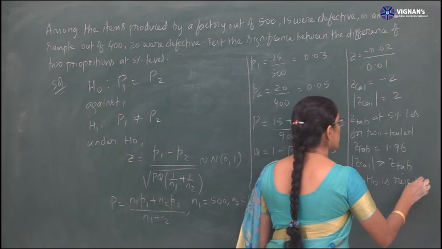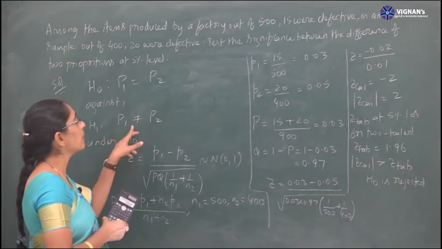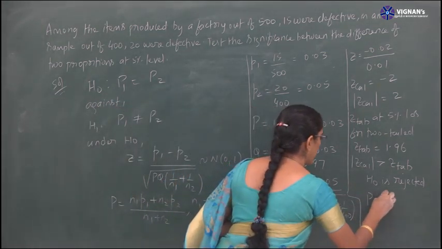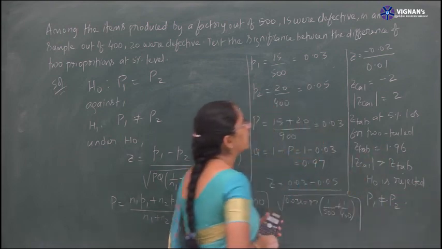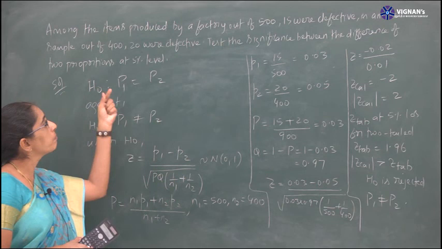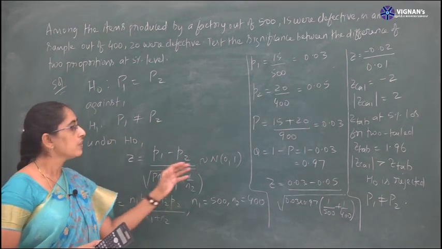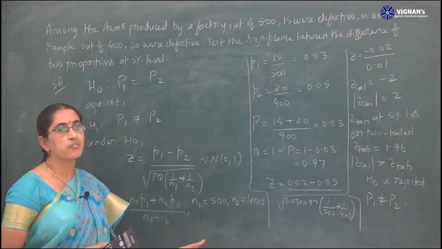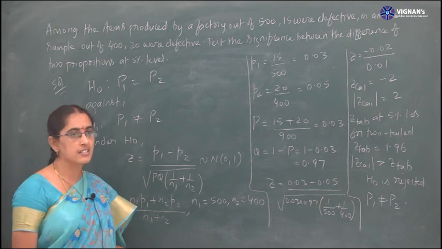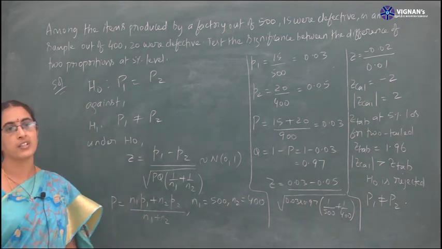So H0 is rejected means here we are accepting H1. That means here P1 not equal to P2. So capital P1 is not equal to capital P2. That means here there is a significant difference in the proportion of articles from the two samples, right? So that is the test for difference of proportions. So with this we have completed the large sample test for difference of proportions. In the next class we will discuss the small sample.